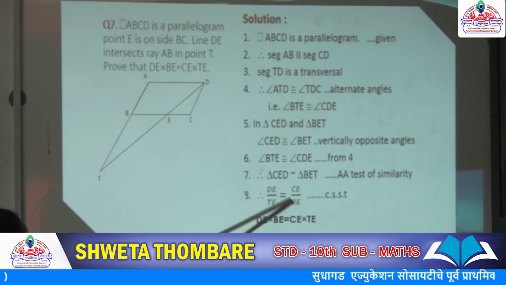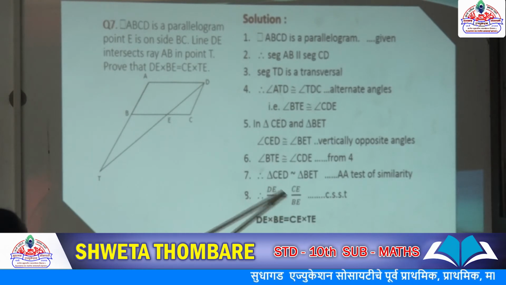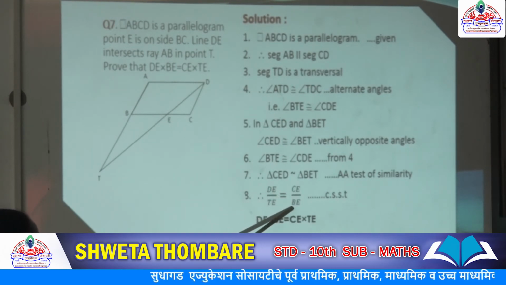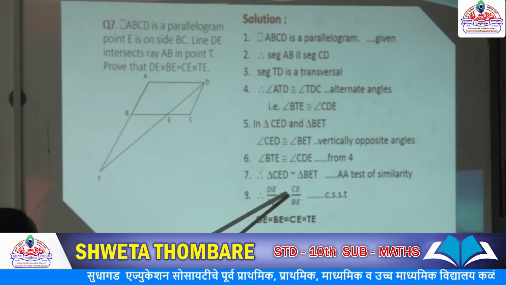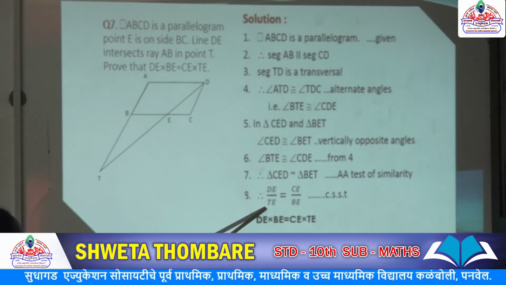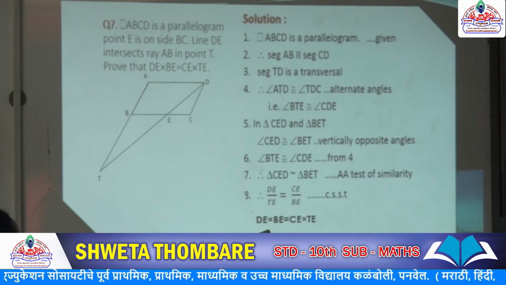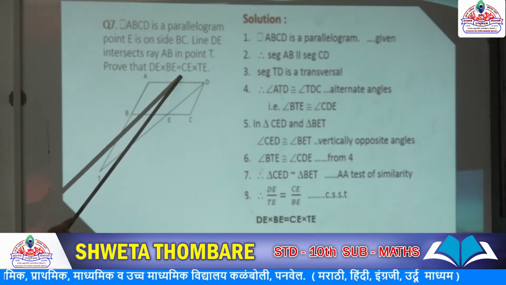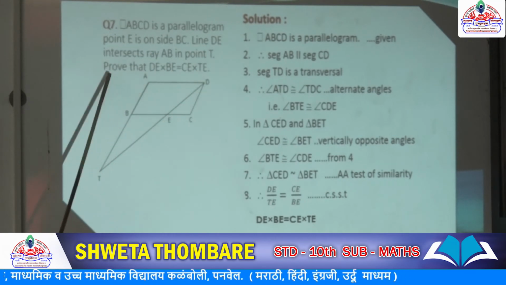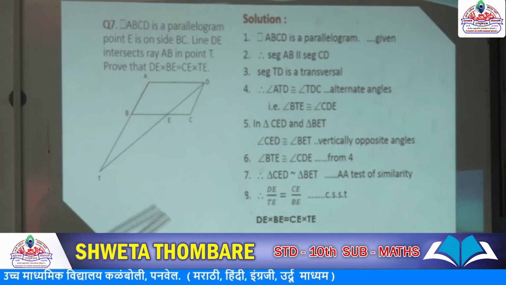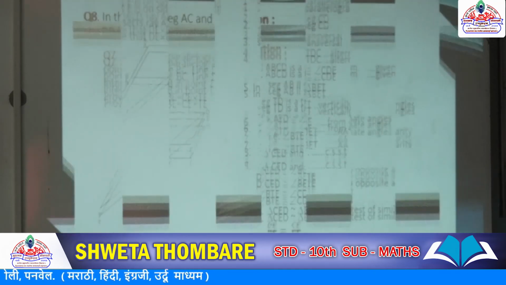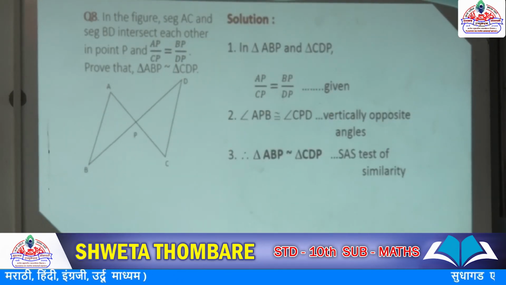So DE into BE, if we take the cross multiplication, what will we get here? DE into BE is equal to CE into TE. So the thing we are getting here is nothing but our proof. So in this way, in this question, this thing gets proved here. So this is the solution of question number 7. Now see question number 8.